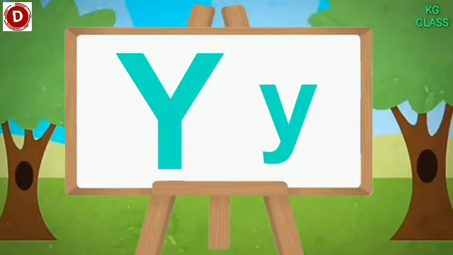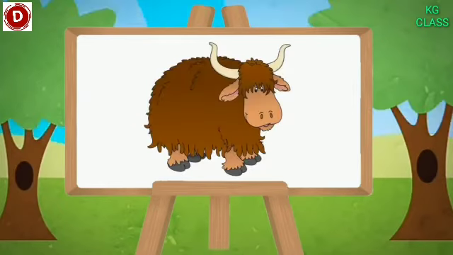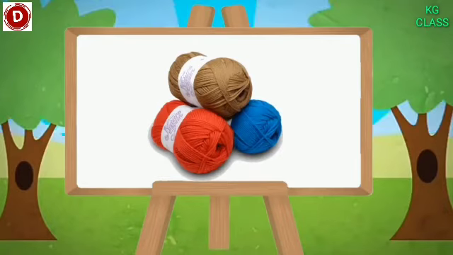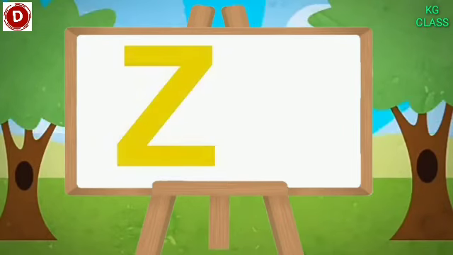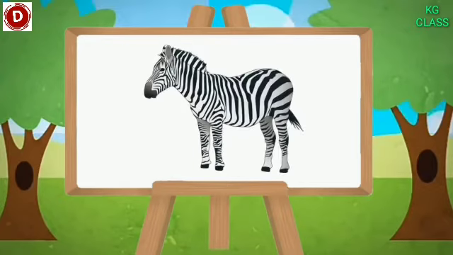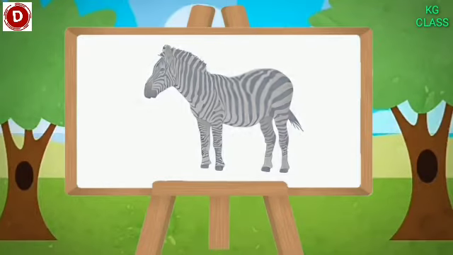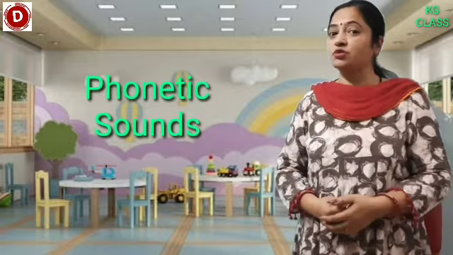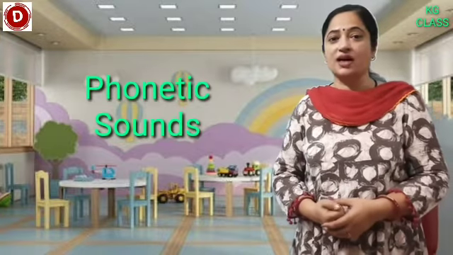Capital Y, small y. Y for yak, Y for yarn. Children, the last alphabet is capital Z and small z. Z for zebra and Z for zoo. Children, now it's time to learn and revise phonic sounds.